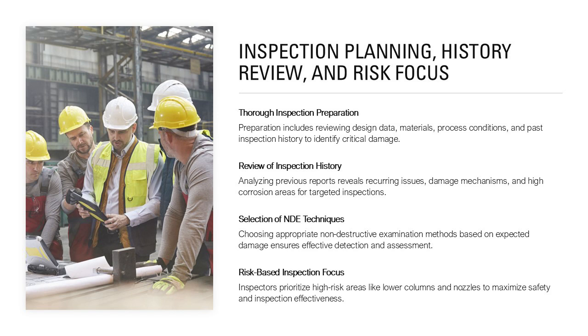Inspectors should review the column's design data, materials of construction, process conditions, inspection history, previous findings, and repair records. A detailed review of past inspection reports helps identify recurring problem areas, known damage mechanisms, and locations with high corrosion rates or previous repairs. Corrosion monitoring locations and thickness measurement points should be reviewed and updated as necessary.